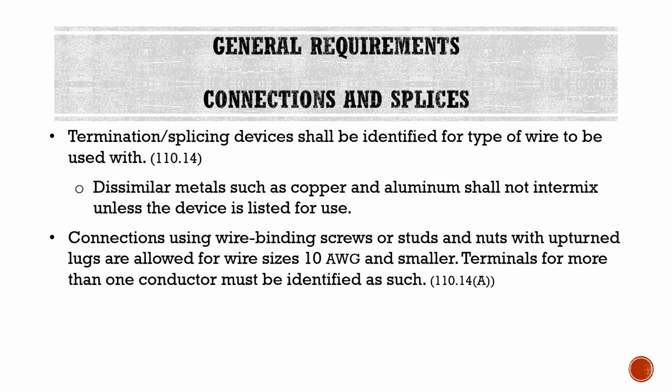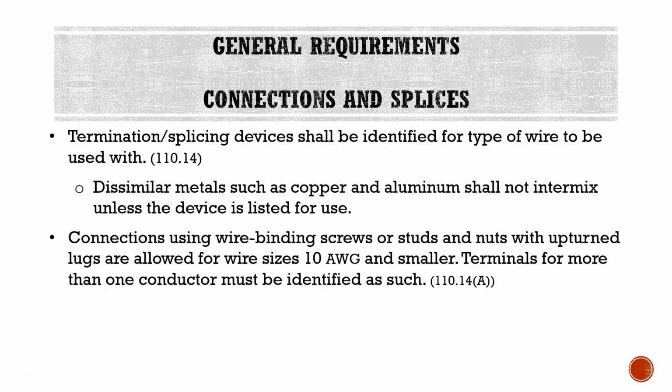Here, terminals for more than one conductor must be identified as such. I would be willing to wager a lot of you, if you were to open your main service panel in your residence for your neutral and ground bars, you would find that you'd have multiple wires terminated under the same screw. And that is what this statement here is talking about. Each one of those screws individually should be identified as being able to accept more than one conductor.